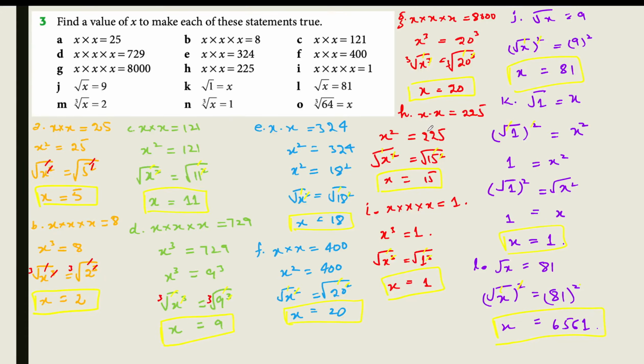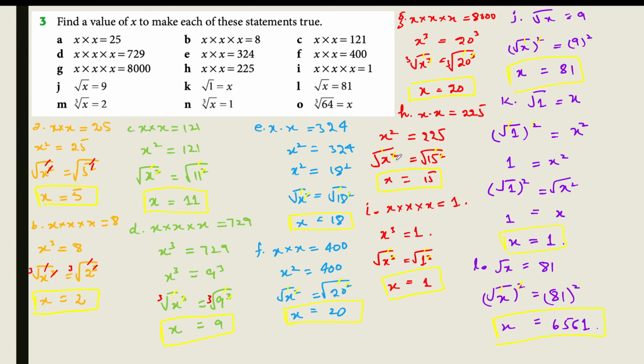In here again we have x multiplied by x is equal to 225. So writing it in the exponent form, we get x squared is equal to 225. And 225, if you write it in the exponent form, would be 15 raised to the power of 2.